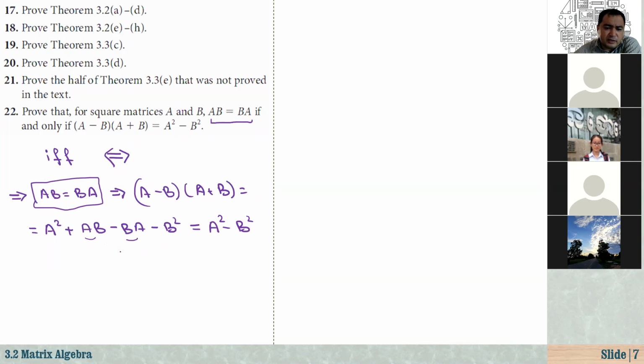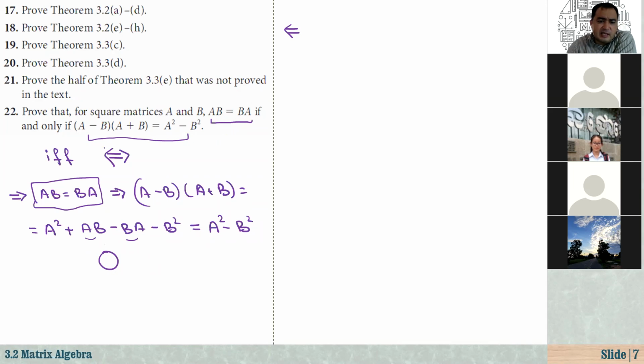Okay, if you subtract again, we don't get 0, we get the 0 matrix, and their orders are the same. Okay, so now how about this? Because if and only if means now I have to show that if this statement is true, then AB must be equal to BA.